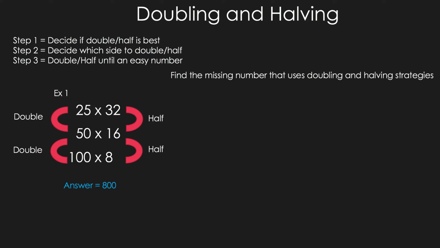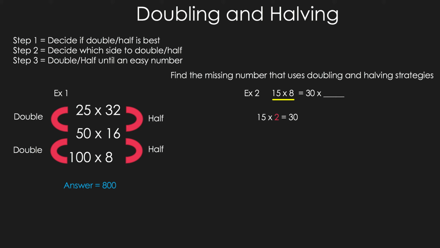Now, the next strategy is we're going to find the missing number that uses doubling and halving strategies. So take a look at this first example. We have 15 times 8 equals 30 times something. So we're going to underline the ones that have both numbers, 15 and 8, because those are the numbers that we're going to use. So then we're going to try and figure out how we get 30 by using 15 or 8. So this would be good to know your multiples. So 30 is a multiple of 15, so that's what we're going to do. So we're going to go to 15 times 2 is 30.